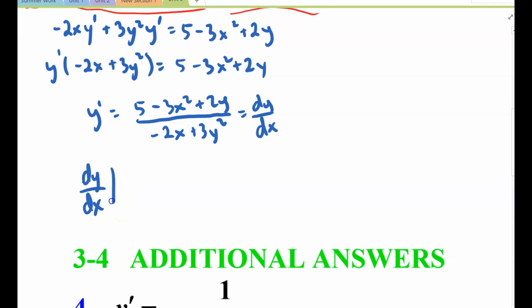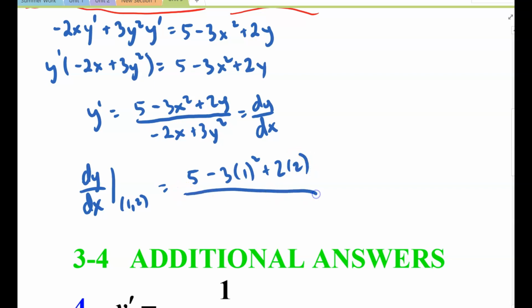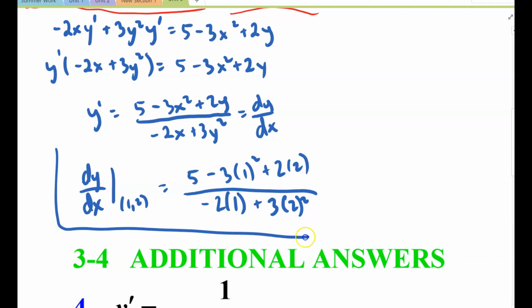evaluated at (1, 2), is equal to 5 minus 3 times 1 squared plus 2 times 2, all over negative 2 times 1 plus 3 times 2 squared. And there's your answer. You don't have to simplify. That is a numerical answer.